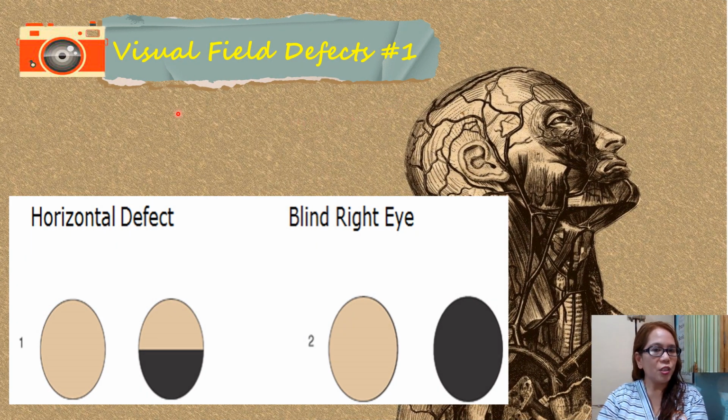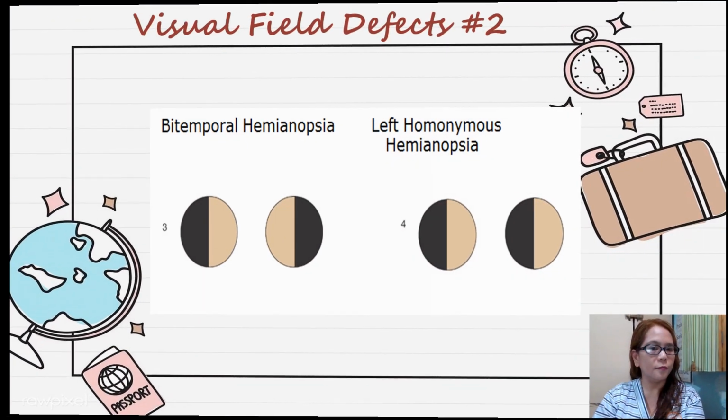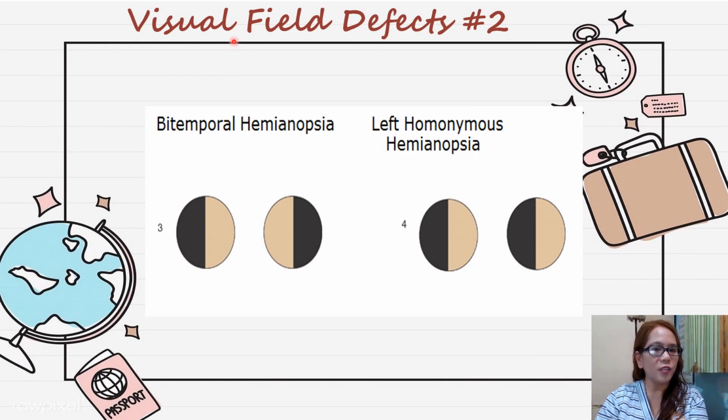Okay. So another visual field defect, okay, meron tayong what we call the horizontal defect. So as you can see, yung defect is horizontal, ito yung side na merong visual field problem. Another one is the blind right. Ito talaga yung walang nakita, buo talaga, blind right. Okay, these are other visual field defects.